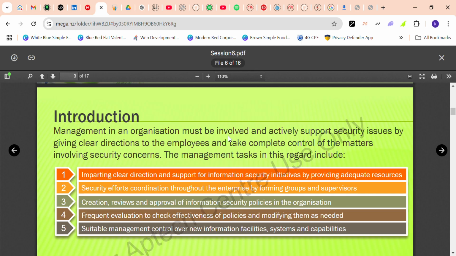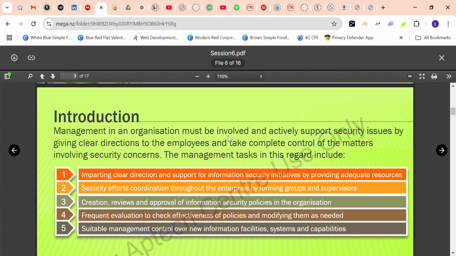The management tasks in this regard include, as listed here: number one, imparting clear direction and support for information security initiatives by providing adequate resources, policy, and everything that is needed concerning information security, which has to be provided by the management. Now, number two, security effort coordination throughout the enterprise by forming groups and supervisors.